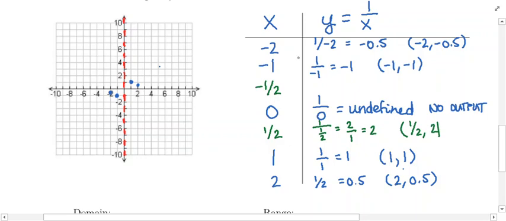Okay. Similarly, if we plug in -1/2, it's going to be 1 over -1/2. Okay, 1 over a fraction flips it. It will flip from -1 over 2 to -2 over 1. Okay, so another point on the graph is going to be -1/2, -2.